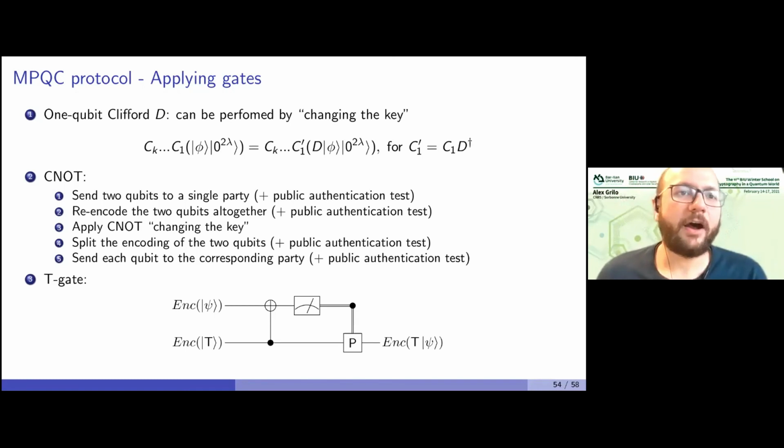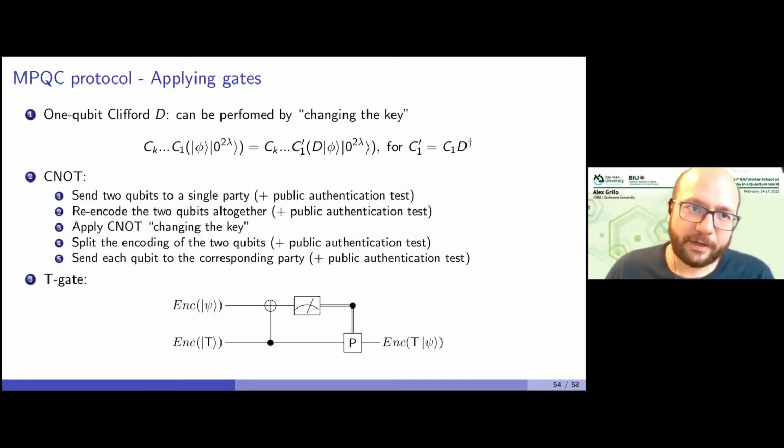The final key point is how can you apply gates on these encoded states? We can split this gate application in 3 steps. In the first one, we just consider 1-qubit Cliffords. And this can be done in some sense classically by just changing the key of the Clifford encoding.